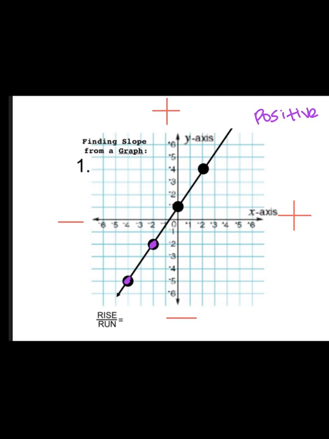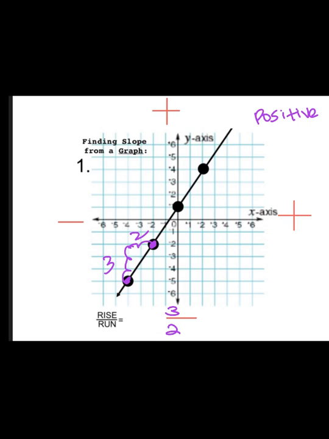I need my rise, so I'm going up 1, 2, 3, and I have to count over 1, 2. So the rise is 3 and the run is 2. I'm going to keep that as an improper fraction. I'm not going to change it to a decimal.